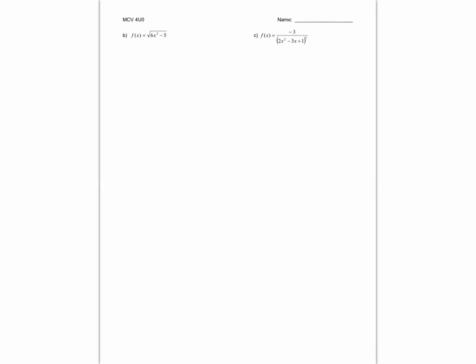Okay, so let's take a look at b here. We have the square root of 6x squared minus 5. So first we want to make it look like a composite function, and sometimes it's hard to see like that, so of course hopefully you remember that this is the same as 6x squared minus 5 to the exponent of a half, right? Okay, and this is still f of x.